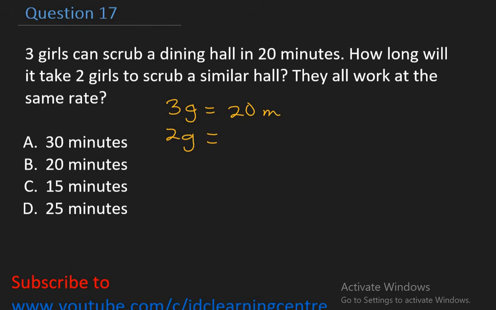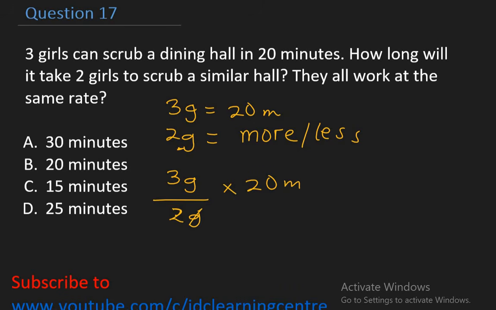Since the girls are fewer, they will take more time. Okay? Since it's more, we'll divide by the less. The less is 2 girls. So it will be 3 girls divided by the less, which is 2 girls, times 20 minutes. Girls cancels girls, 2 into 20, 10. 3 times 10 will give me 30 minutes, which is option A.